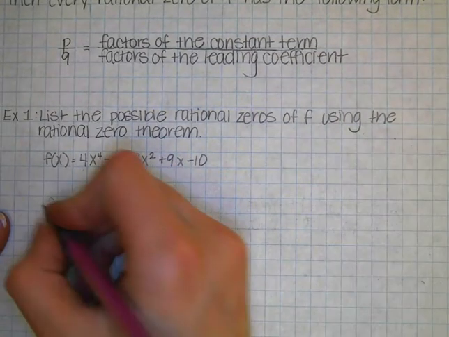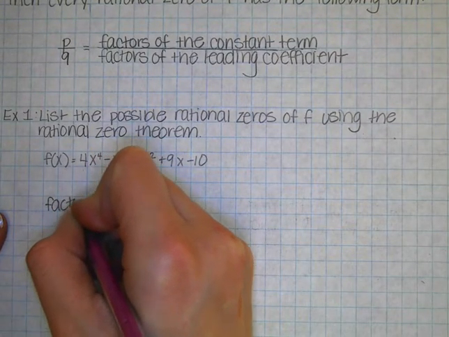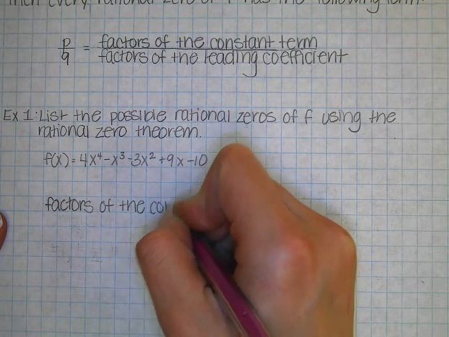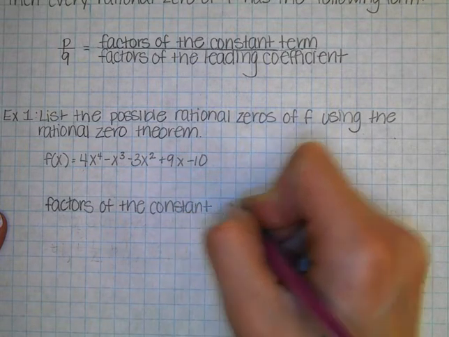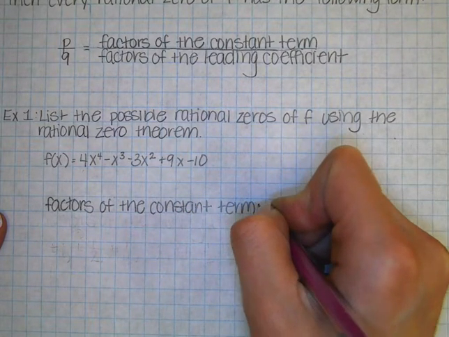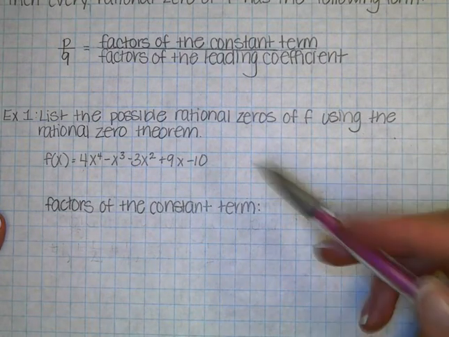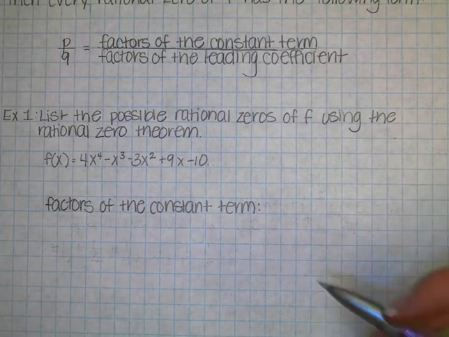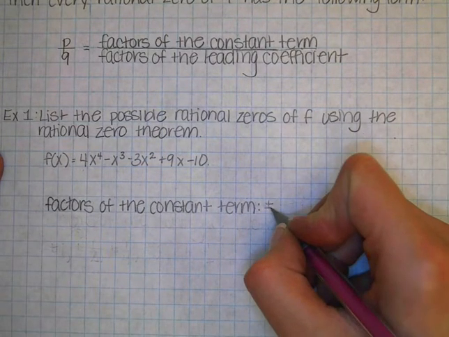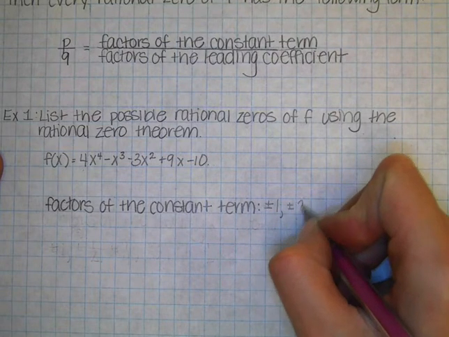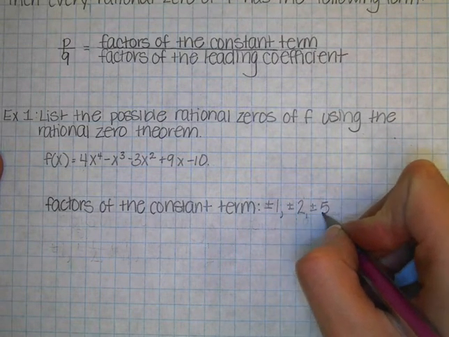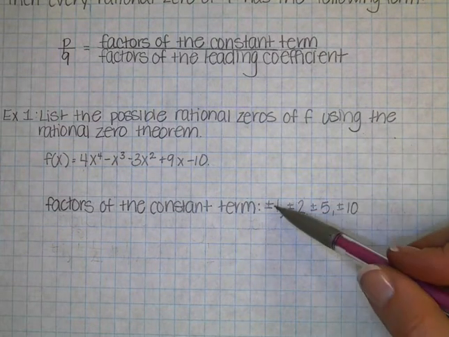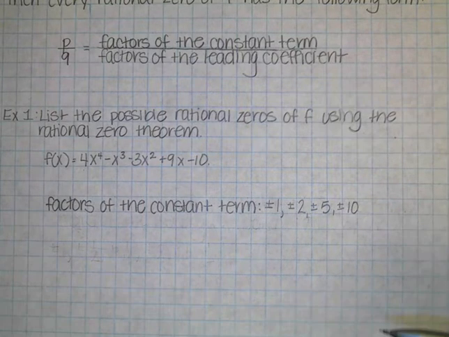We'll list out the factors of the constant term. The constant term in this problem is negative 10. So we're going to list out all the factors of negative 10, and they are plus or minus 1, plus or minus 2, plus or minus 5, and plus or minus 10. Be sure when you're using this theorem to remember the positive and negative factors.